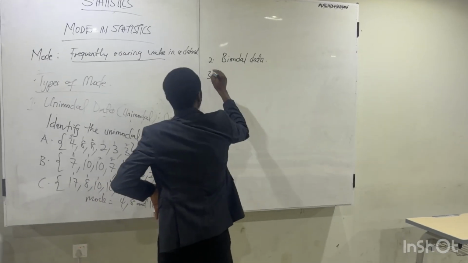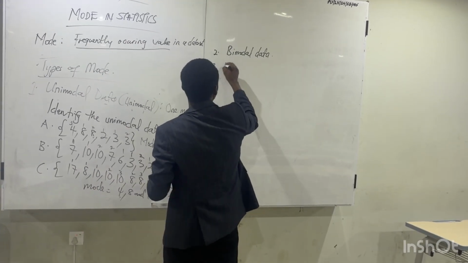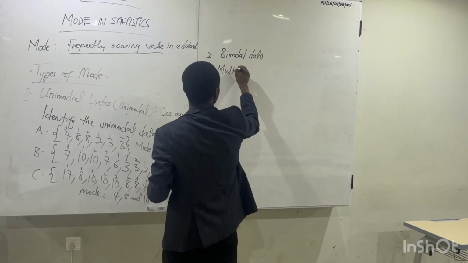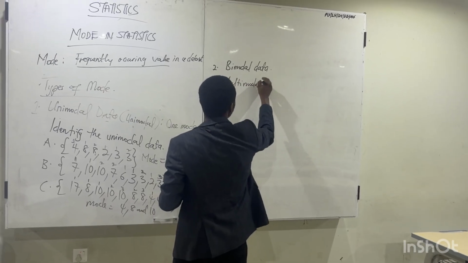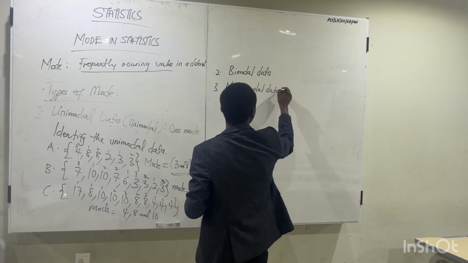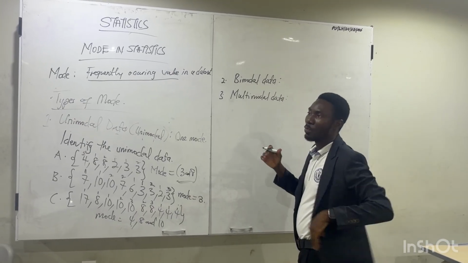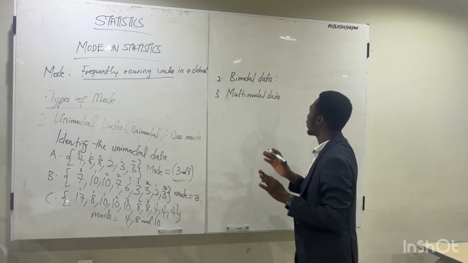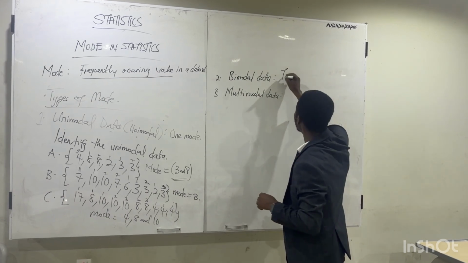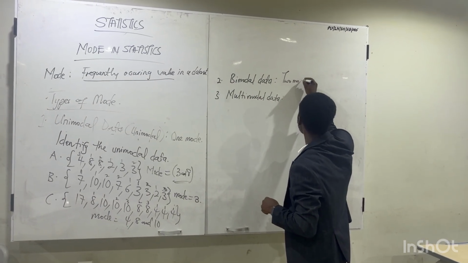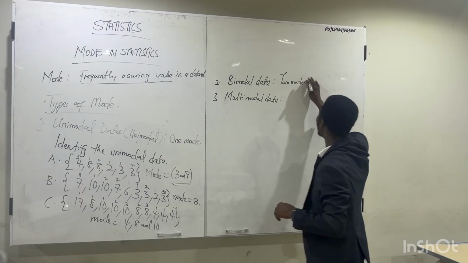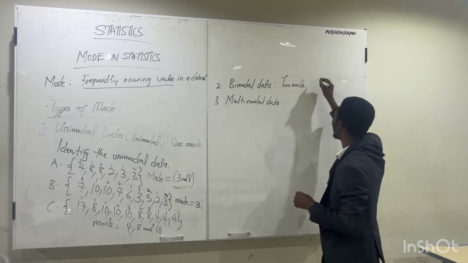Okay, and then the third one, we can have multimodal data. Now, what is bimodal data? A data set with 2 modes. Okay, 2 modes. So we give you a data set and we have 2 modes in that data set.